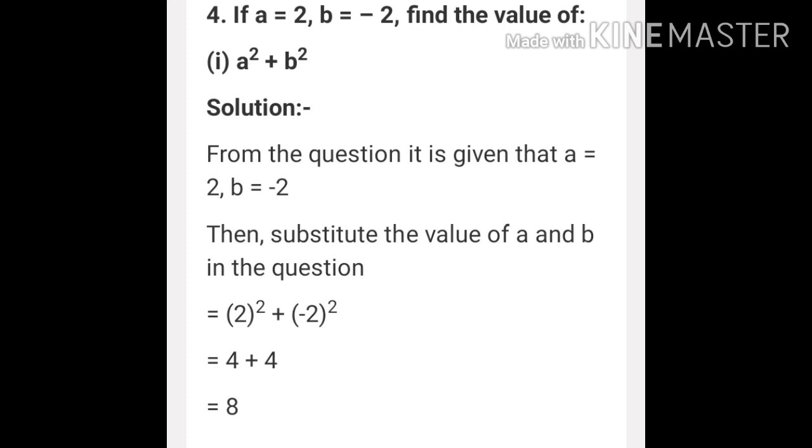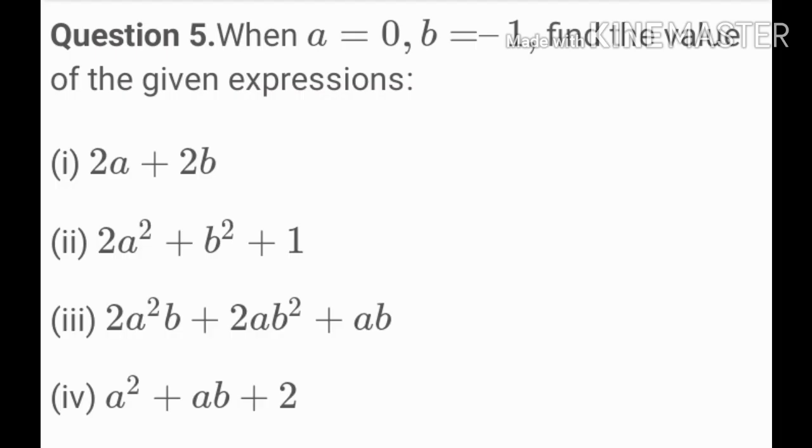Pattern of solving all the questions are similar, only there is a difference of algebraic expression in all the questions. Now question number 5. Again here are two variables given in all the parts. If you see, A and B. For A we have to put the value 0 and for B we have to put the value as minus 1 and then find the value of the given expressions.